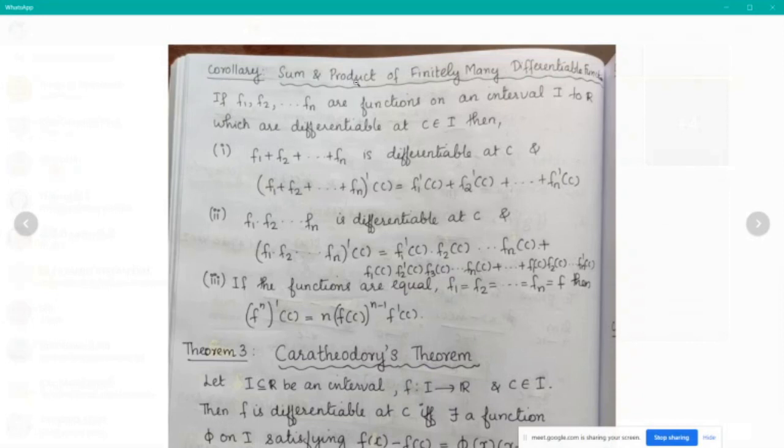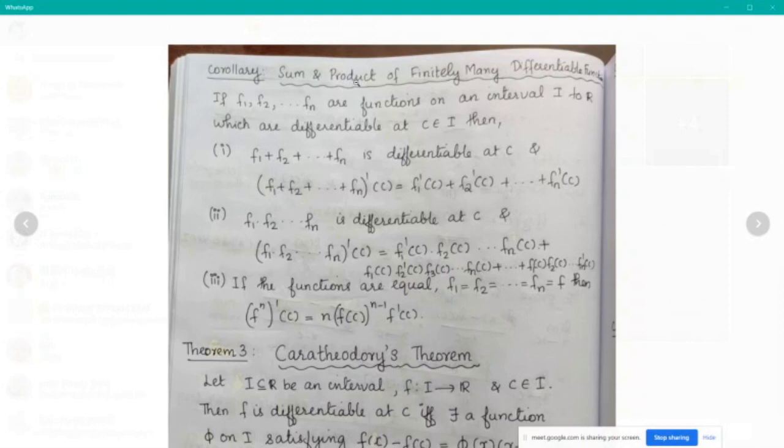And power function, the power of a function derivative, it's written as third statement. If these functions are all equal, f1 is equal to f2 is equal to f3 etc. is equal to fn is equal to f, say all functions equal, and then this product rule becomes product of these n functions, f into etc. into f, f raised to n. The derivative എന്ന് പറയുന്നത് ഈ പ്രോഡക്റ്റ് റൂളിലെ റൈറ്റ് ഹാൻഡ് സൈഡിലെ n ടേംസിൽ എല്ലാ ടേംസും ഒന്ന് തന്നെയാണ് വരുന്നത്.